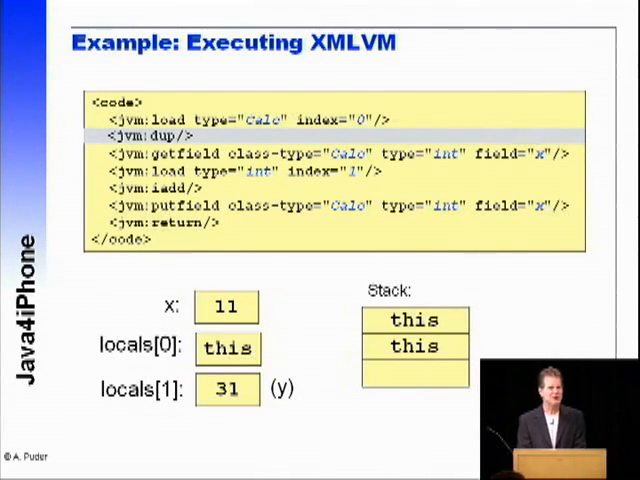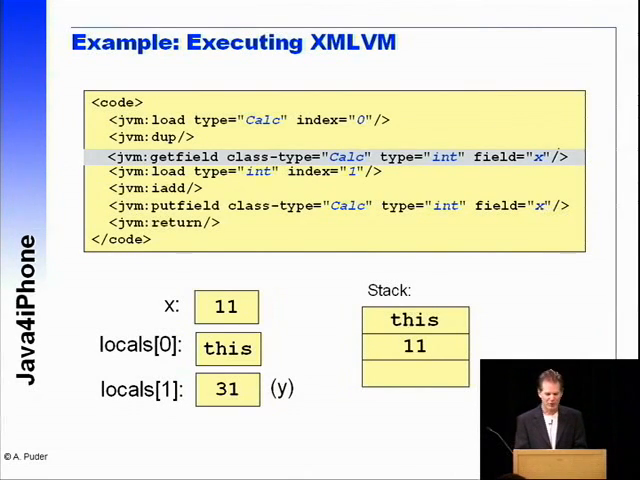So what getField is going to do is pop off the top of the stack, use that pointer to address the object, read the content of member x, and push that content of variable x onto the stack. So with the next instruction, getField, it will pop off this, and it will push 11, which is the current value of x.